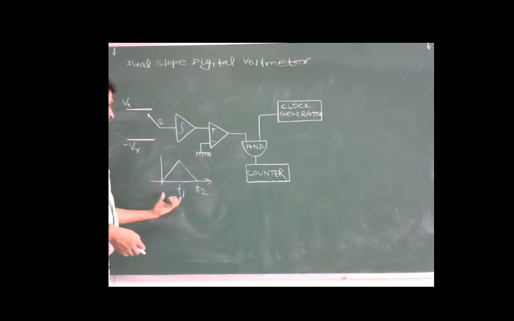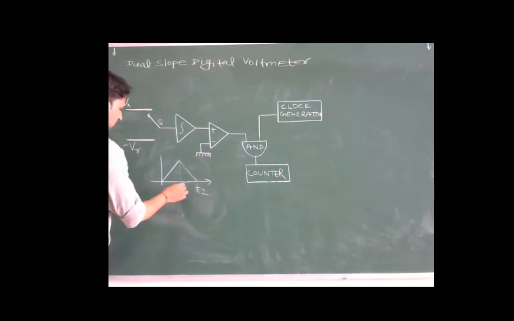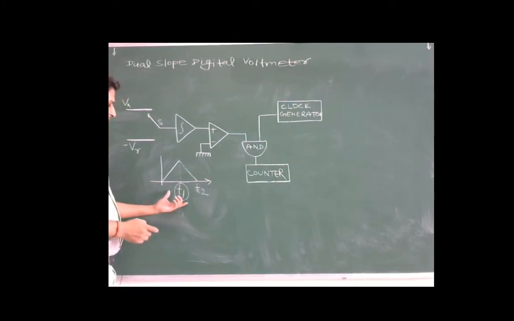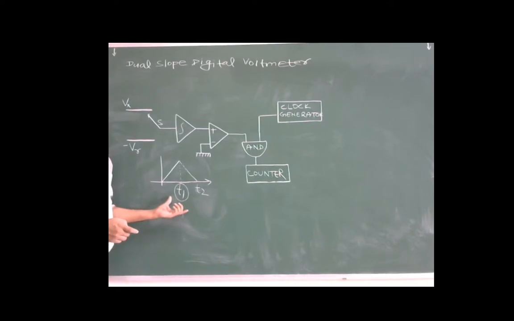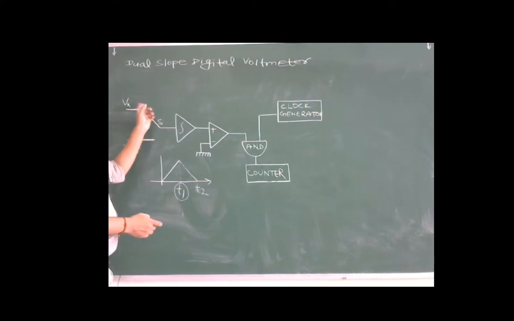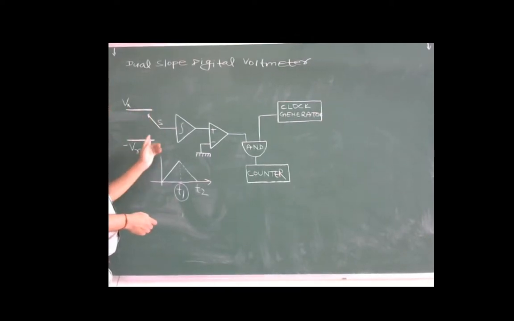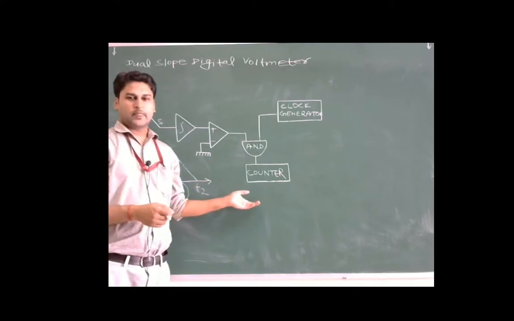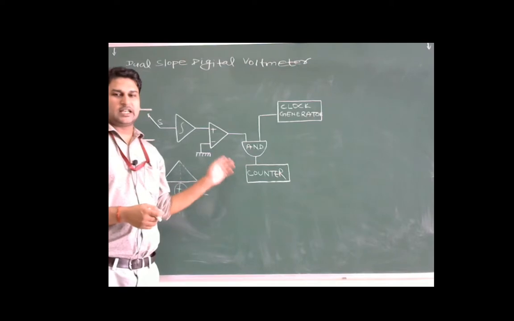How would I count these two times? It is given that this time t1 is a predefined time. This is known to me. So who will decide this time and how much it will be? For how much time will this switch be connected to plus Vx, and for how much time will this switch be connected to minus Vr? Who will decide these things? So to control the switch and to control this counter, some modification is needed in this circuit.